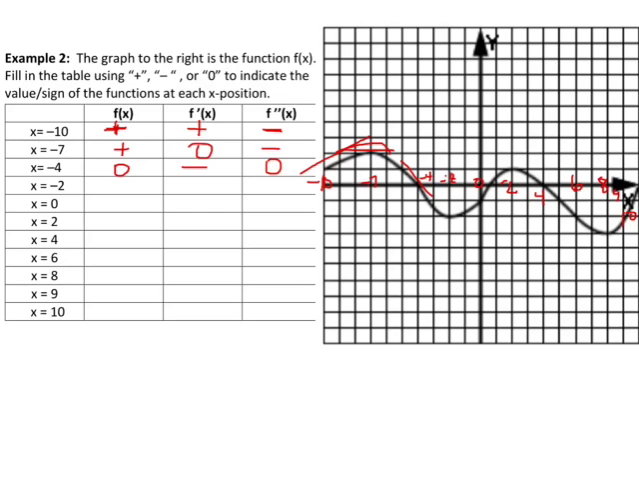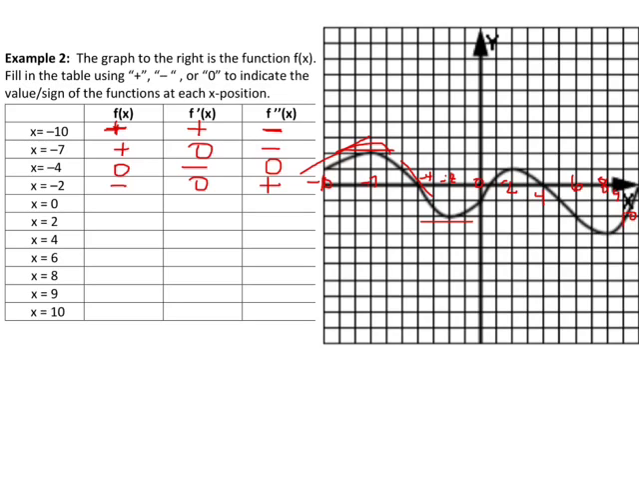So then let's go ahead and take a look at -2 off over here to the side. At -2, that right there is a negative function value, and looks something like that. And a horizontal tangent, of course, so again a 0 in there for the first derivative. But it is concave upward, so we will put positive for the second derivative.